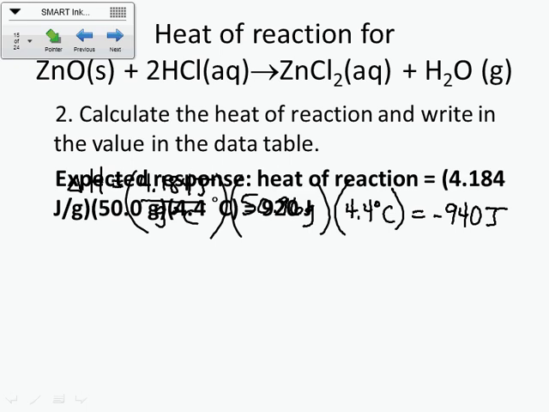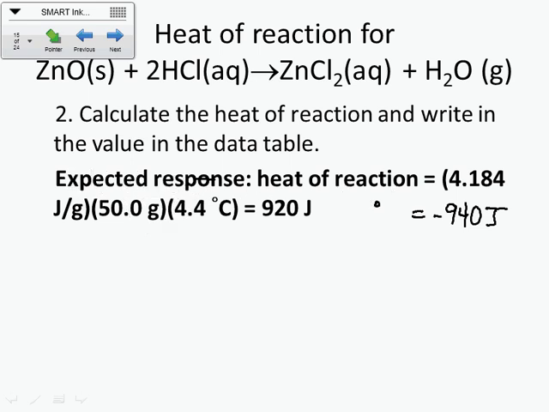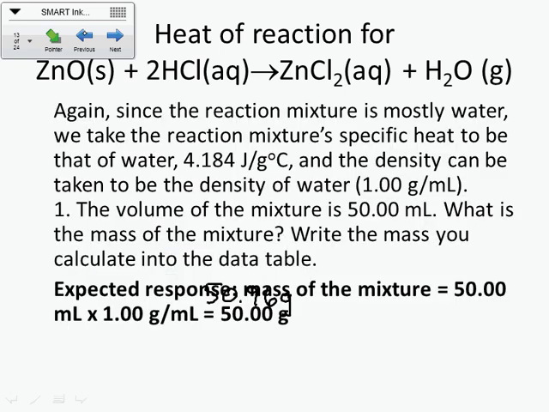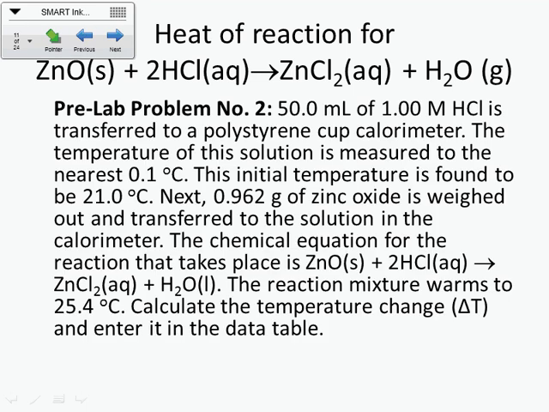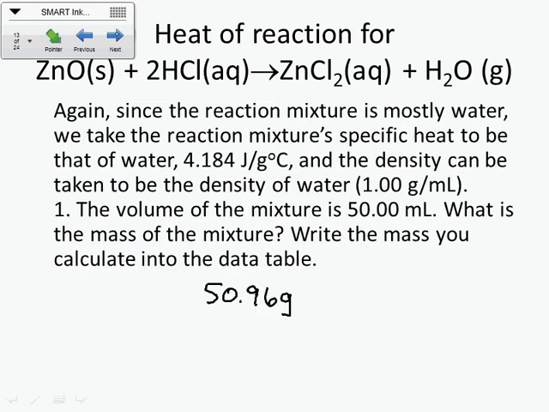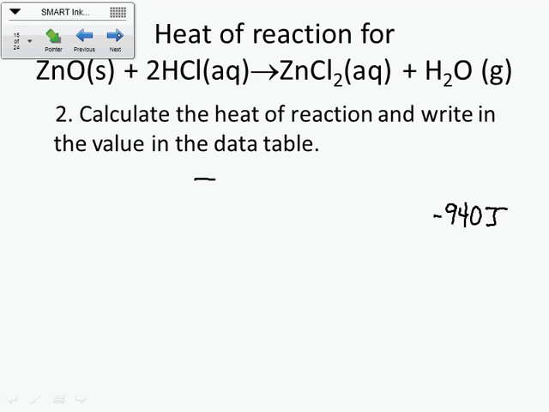I can't even see it. Did they say negative 920? Well, they didn't say the negative this time. Temperature did increase, didn't it? Let me make sure. Okay. Yeah, they just forgot the negative on that one. Okay, so negative 940 is the number we're going with, even though their answer key says 920.